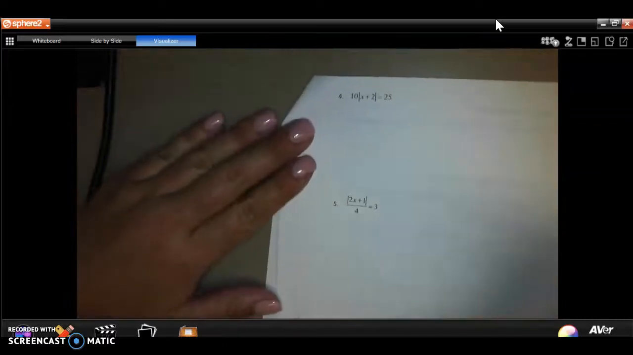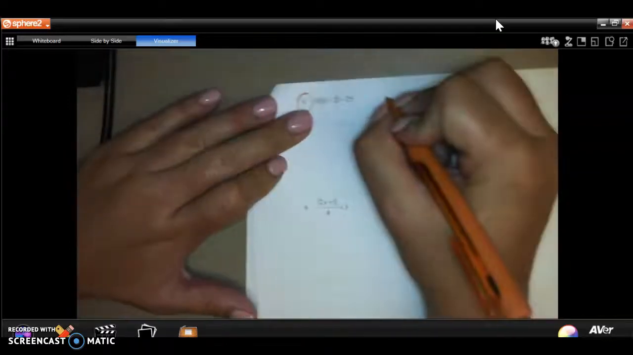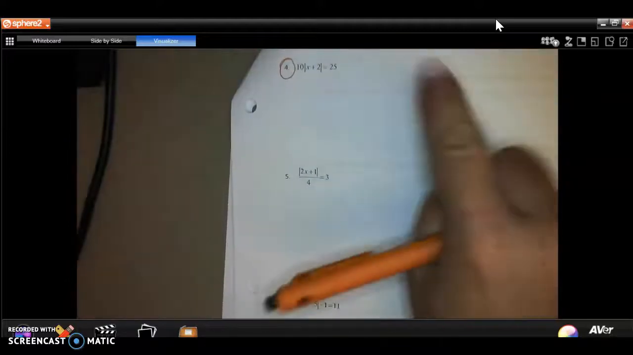I'm going to have you guys do number 4 on your own. It is completely okay to have fractions, decimals, improper fractions for your solutions for these. Down below, let's try this one.